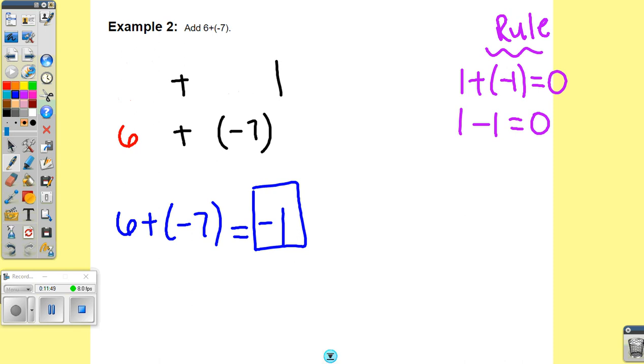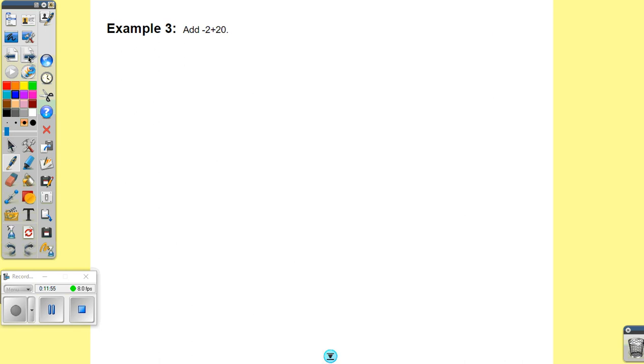There's one more problem that I will do with you in this video. So let's take a look at example 3. So it says add negative 20 plus 20. So once again, this is a new problem. So clear your desk, set aside the popsicle sticks, and we'll recount to make sure that we have the right number for this problem.